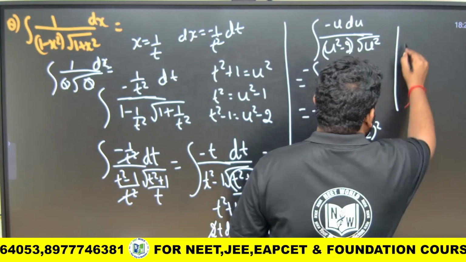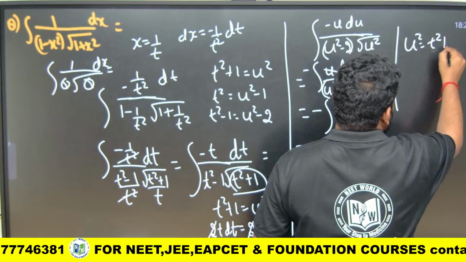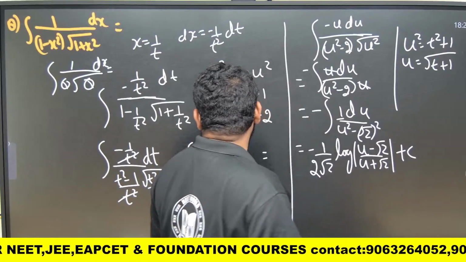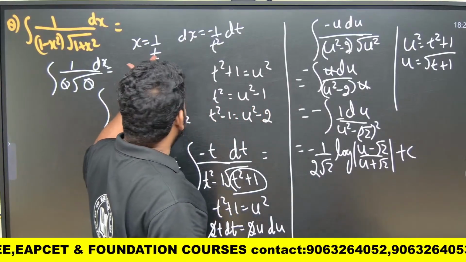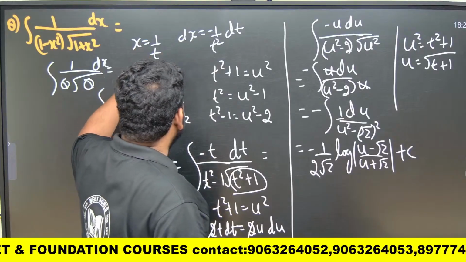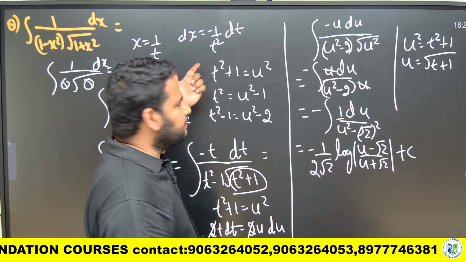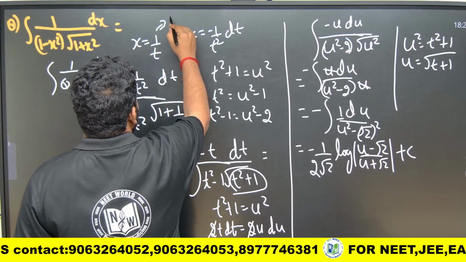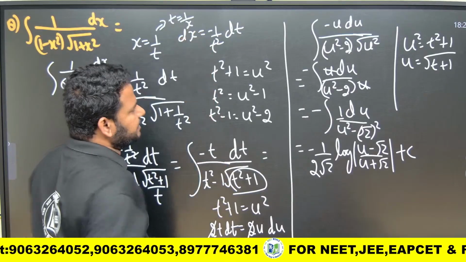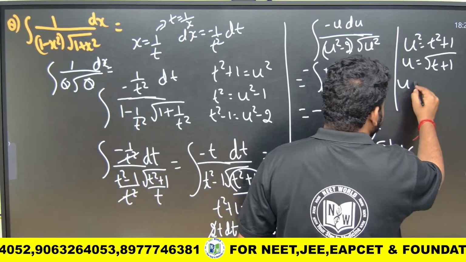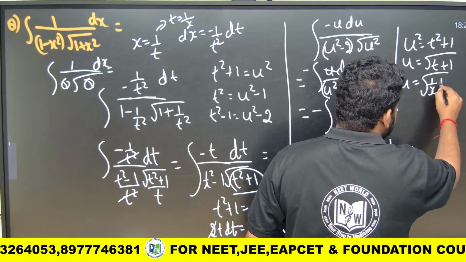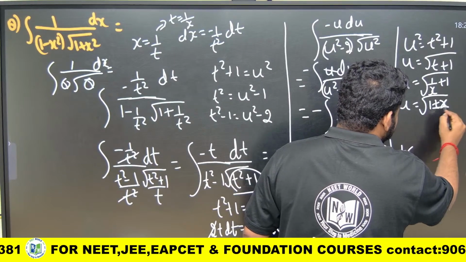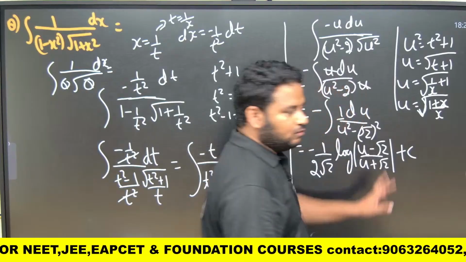So I'll write it here, substitutions. U square you took as t square plus 1. Okay, so u will become square root of t square plus 1. So what we took was x is equal to 1 by t, then t is equal to 1 by x. This implies t is equal to 1 by x. So I can write this as square root of 1 by x square plus 1. Okay, so u is equal to square root of 1 plus x square by x square.